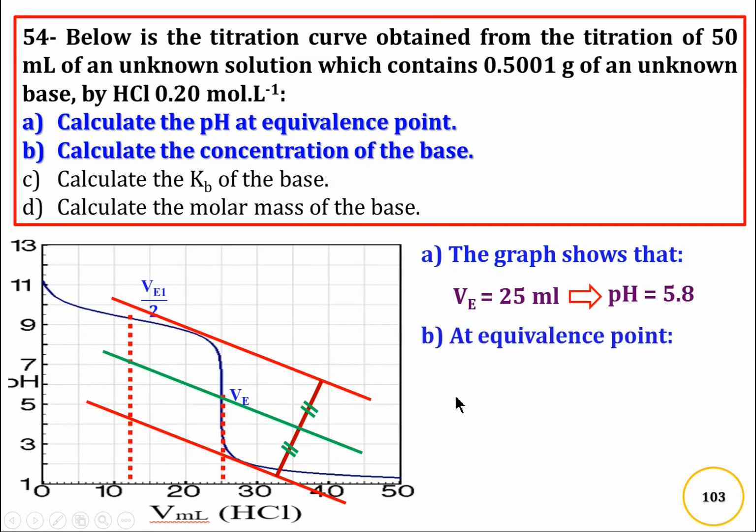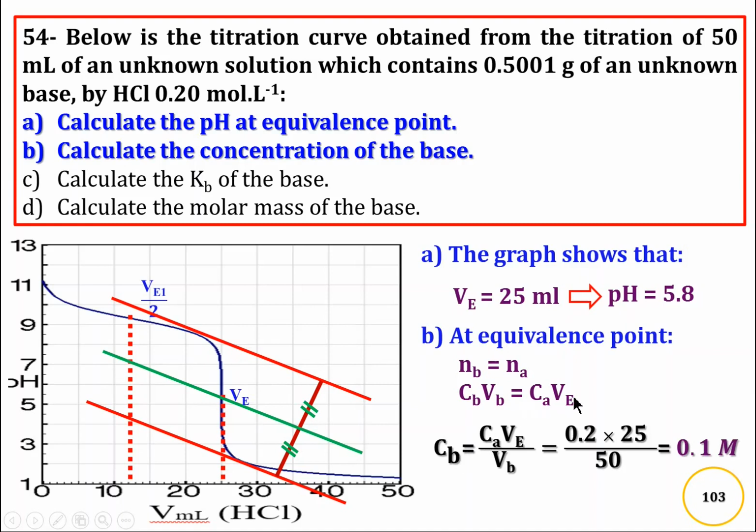We apply the relation at equivalence. The number of moles of base initially is equal to the number of moles of acid added. So CbVb equals CaVe. Therefore, Cb equals CaVe divided by Vb, and Cb equals 0.2, which is the concentration of the acid, times 25, which is the V equivalence found graphically, divided by the initial volume, which is 50 ml. So the concentration of the base is equal to 0.1 molar.